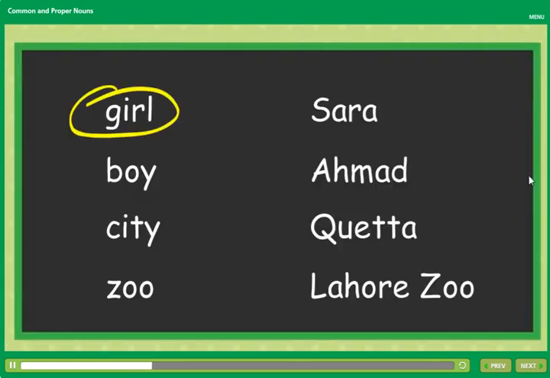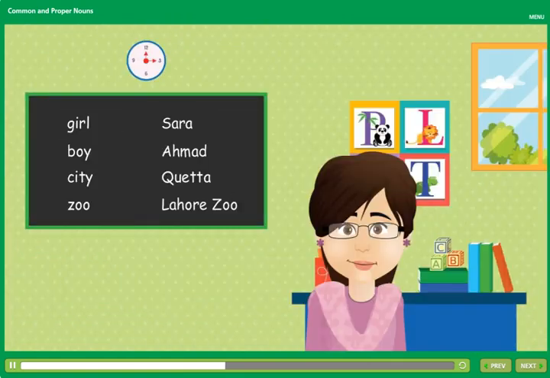Girl is a common noun because there are many girls. But Sara is the name of a particular girl. So Sara is a proper noun. Explain the rest of the words in the same way.